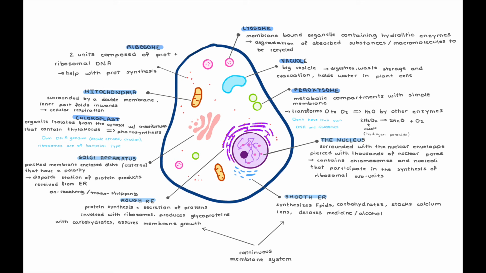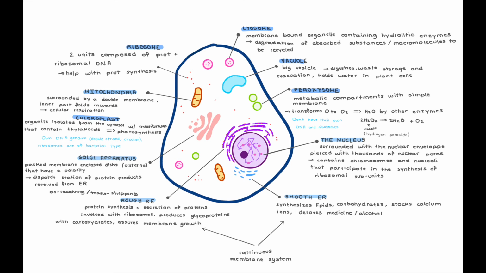Now for the two that you are probably most familiar with, which is the chloroplast and the mitochondria. So the chloroplast is an organelle isolated from the cytosol with a membrane that contains the thylakoids, which help with photosynthesis. So obviously the chloroplasts are only going to be in plant cells, not in animal cells. Mitochondria are in both, they are surrounded by a double membrane and the inner part folds inwards, and they help with cellular respiration. So these two are metabolic compartments.